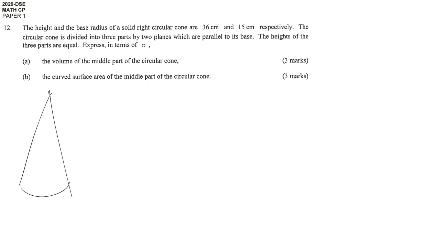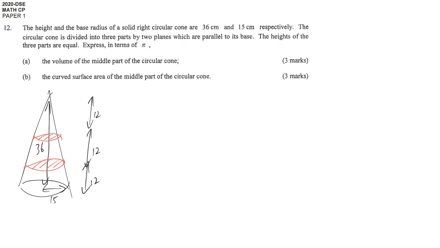They say there is a cone with base radius 15 cm and height 36 cm. Finally, we cut it by two planes parallel to the original base, such that the heights of the 3 parts are equal. That means each section is 12.